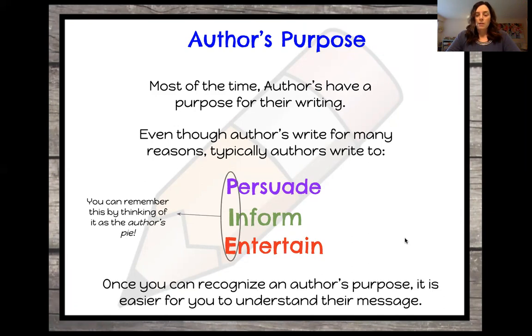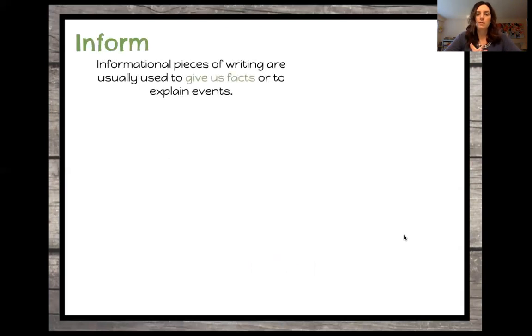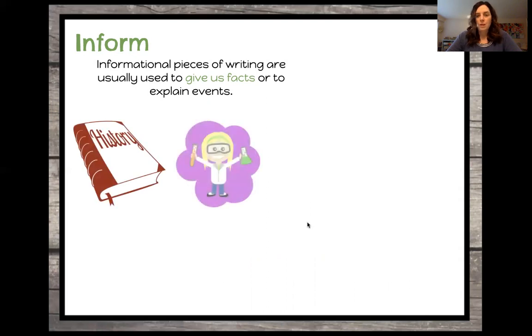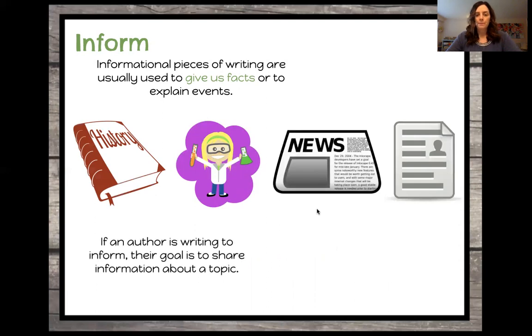Once you can recognize an author's purpose, it's actually easier for you to understand their message. So let's take a look at these examples. Inform. Informational pieces of writing are usually used to give us facts or to explain events. So when a text is written this way, it is meant to inform you of something. Texts that are meant to inform are things like your social studies or science textbooks at school, also newspapers and sometimes articles. If an author's writing to inform, their goal is to share information about a topic.